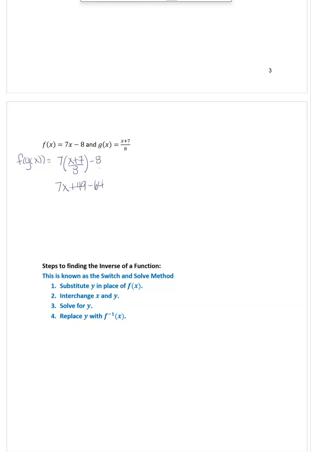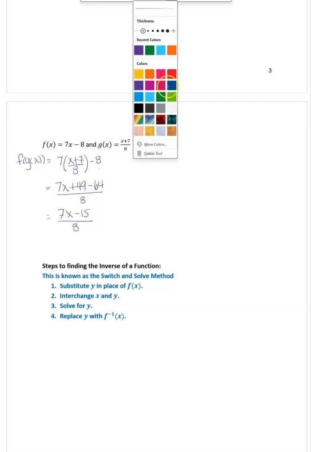minus 64. And since it's written over 8, we could put the whole thing over 8, right? Common denominator. We love that rule. 49 minus 64. It's going to be negative 15. So this is going to be (7x minus 15) over 8. Okay? Definitely not x.